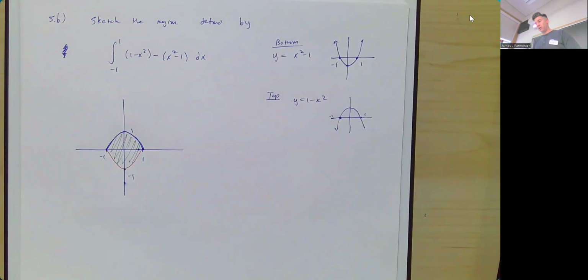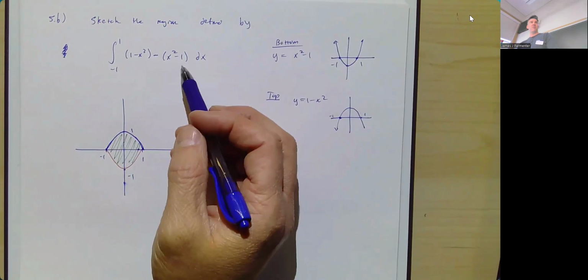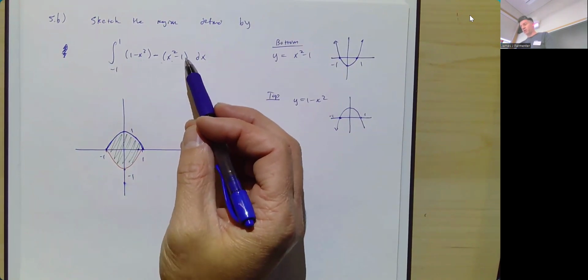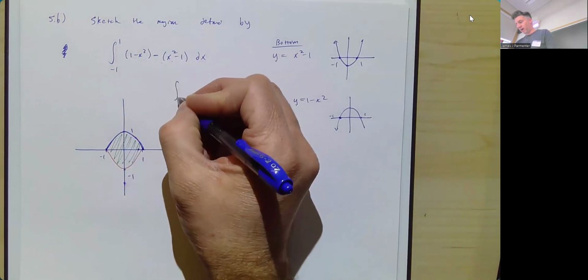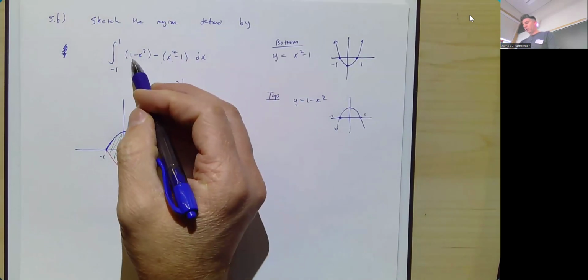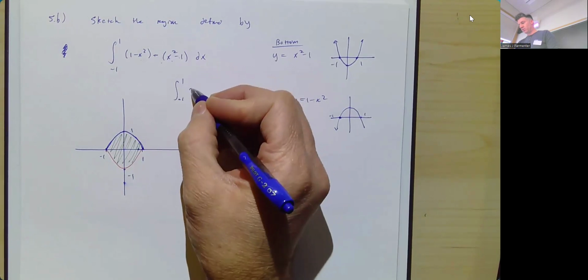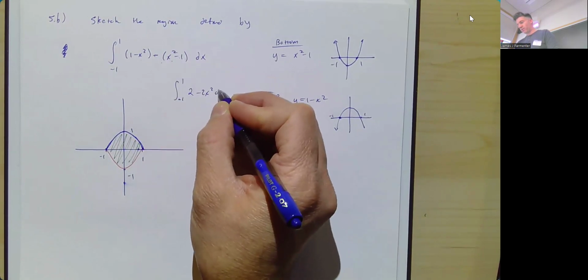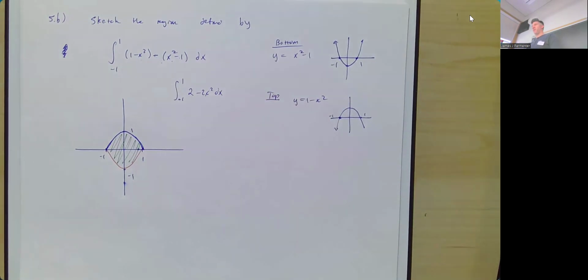Now, technically, if you did something else that I think would be kind of crazy, you could still be right. Here's what I mean. You could simplify the inside of this integral. 1 minus x squared minus (x squared minus 1) would simplify as, well, let's see, 1 minus minus 1 is 2, and minus x squared minus x squared is minus 2x squared. You could totally graph the parabola 2 minus 2x squared if you really wanted.